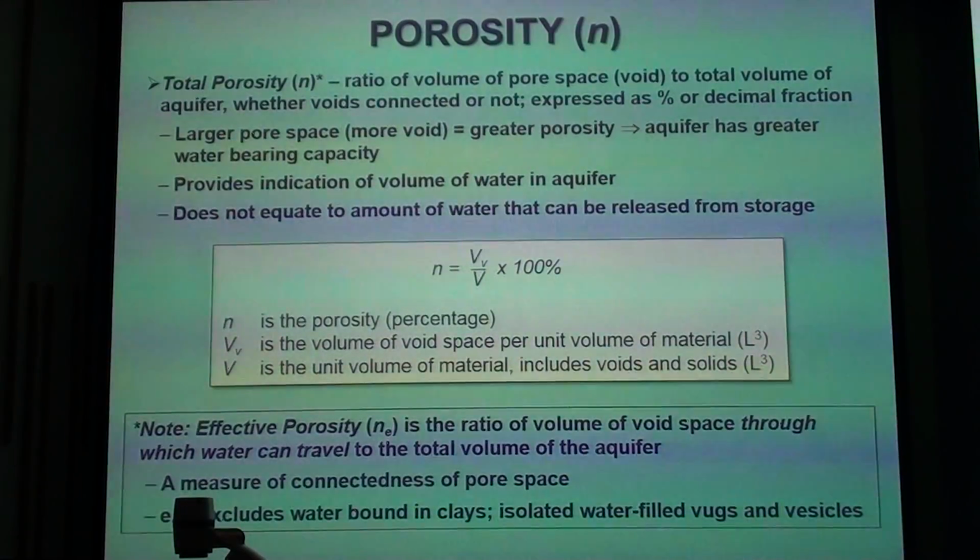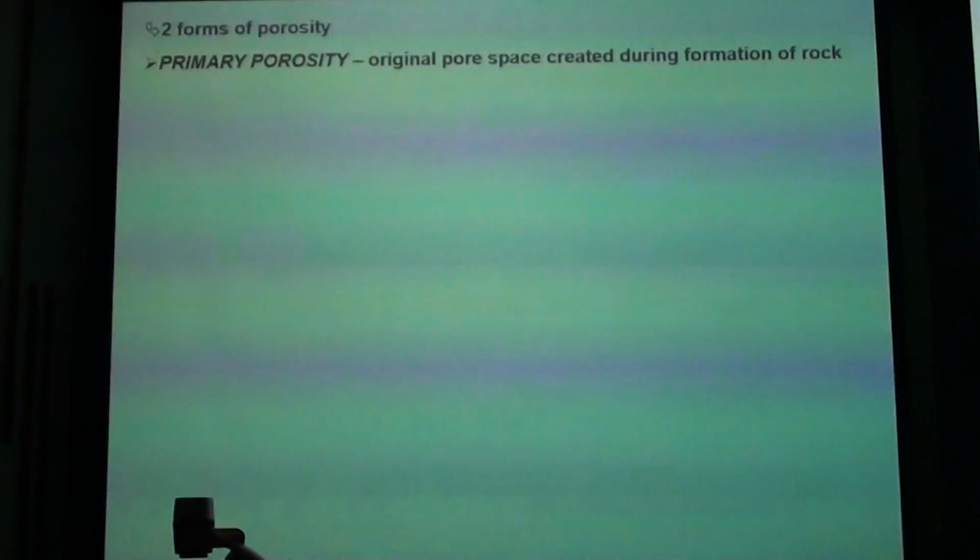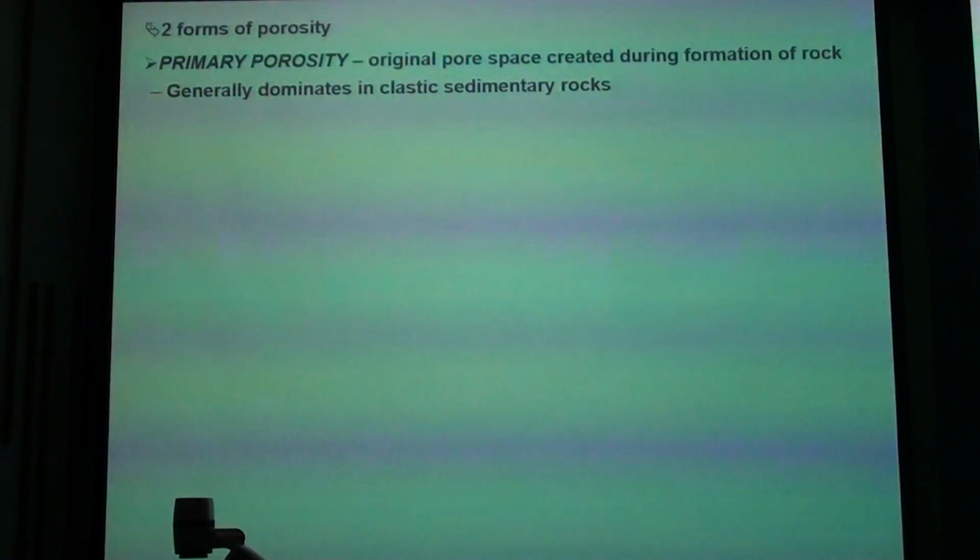So no matter how porous your rock is, if all those pores are not interconnected, you fill it with water, you never get all that water out. You can't. So effective porosity is that particular parameter. Two forms of porosity, I've alluded to already. Primary porosity, the original pore space created during the formation of the rock, so the pores in between grains of sand as they lithify to become rock. That essentially is what we're talking about with primary porosity.